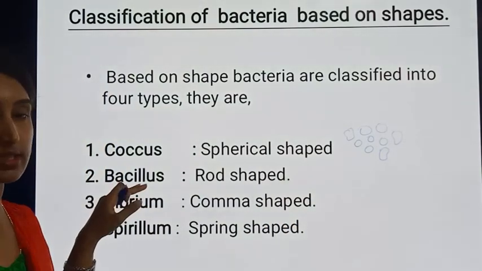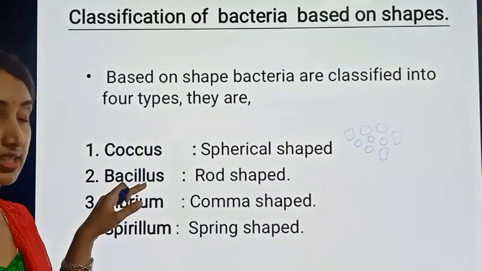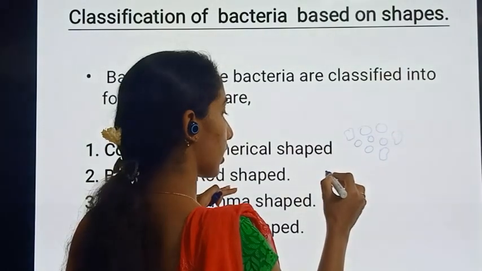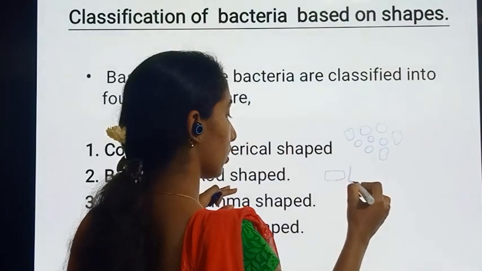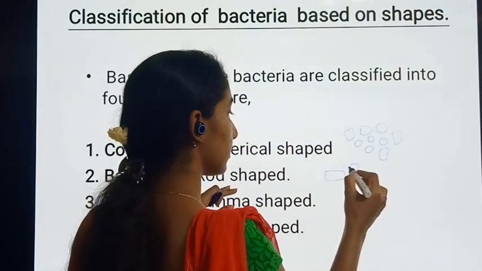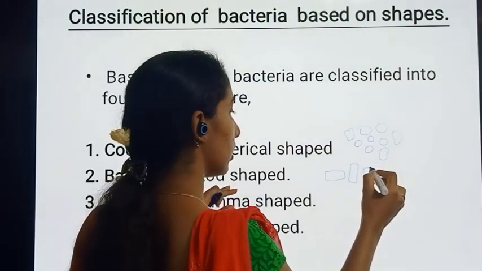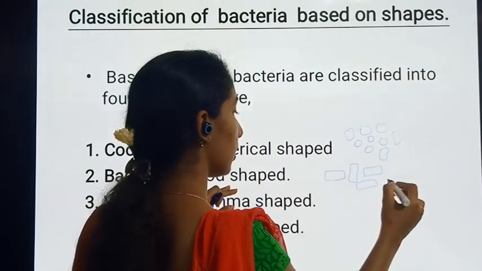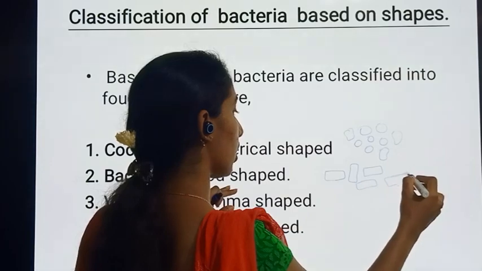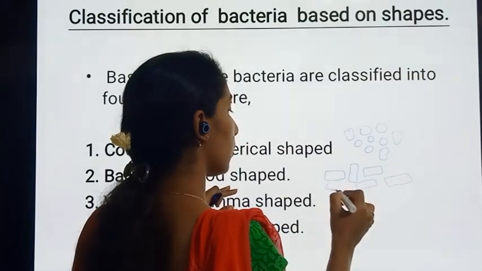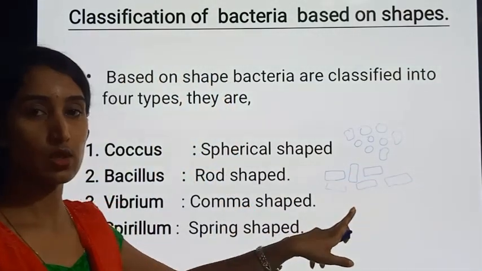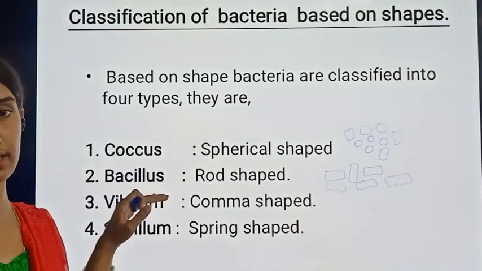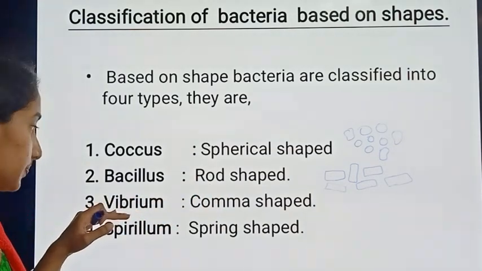The second one is bacillus. That means the bacteria which are rod shaped. The best example we saw in the previous slide was a bacterium in a rod shape. So the bacteria which have a rod shape are called bacillus.